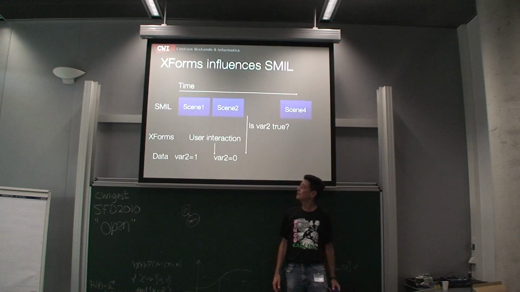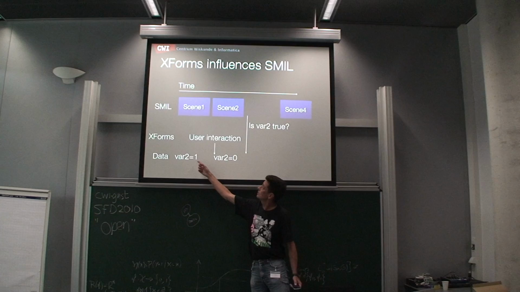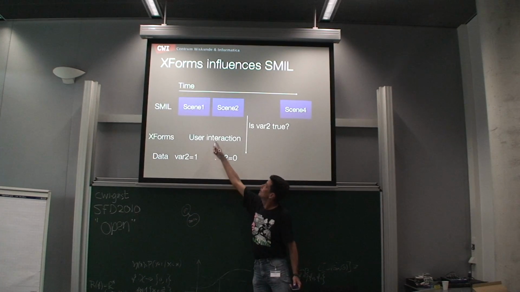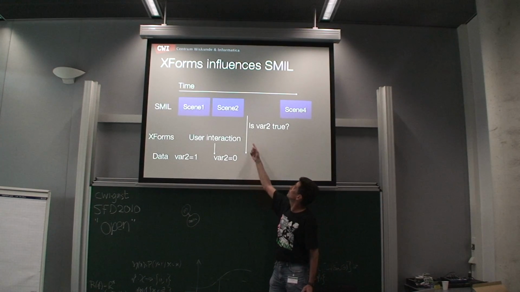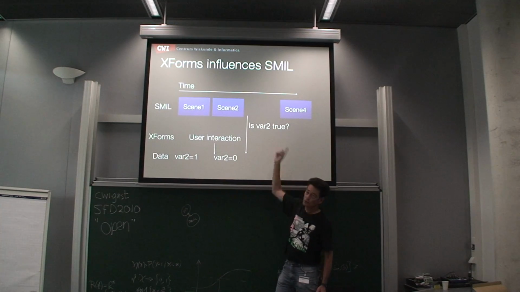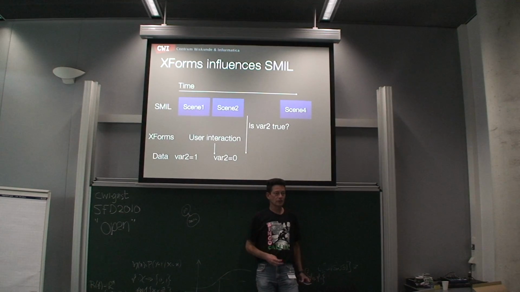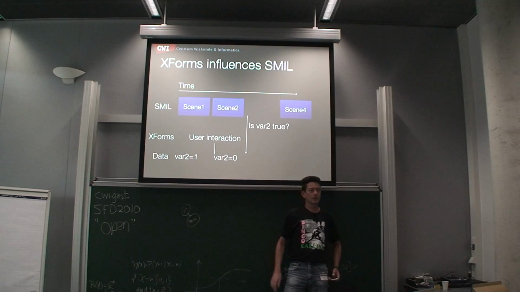The other way around is a variable that starts off being 1. User interaction sets it to 0. By the time the SMIL document comes to this optional scene, it sees the variable is 0, so it doesn't play that part of the presentation.